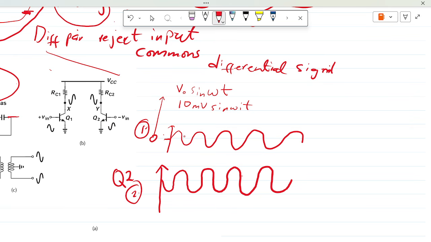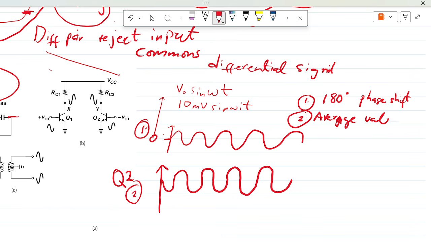Okay, so first of all, we should pay attention to two things. Number one, there should be a 180 degree phase shift. And number two, the average values of these signals should be the same. In this particular scenario, we know that the average value is 0. The sinusoid has an average value of 0.